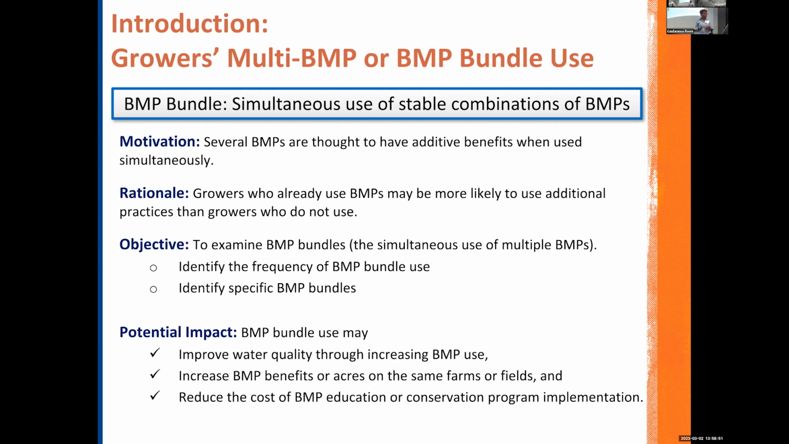So our objective, as I mentioned before, well, we want to see if these bundles exist. So we want to identify the frequency of these bundles, and if we can, specific bundles. And we're going to use this data set that I'll talk about in detail to do that. And again, the reason is we can increase environmental benefits that we get if it's used on the same ag land. We can potentially reduce the costs of BMP education and implementation, and maybe come up with more efficient programs if we can encourage growers to use multiple practices at once, as opposed to focusing on one practice at a time.